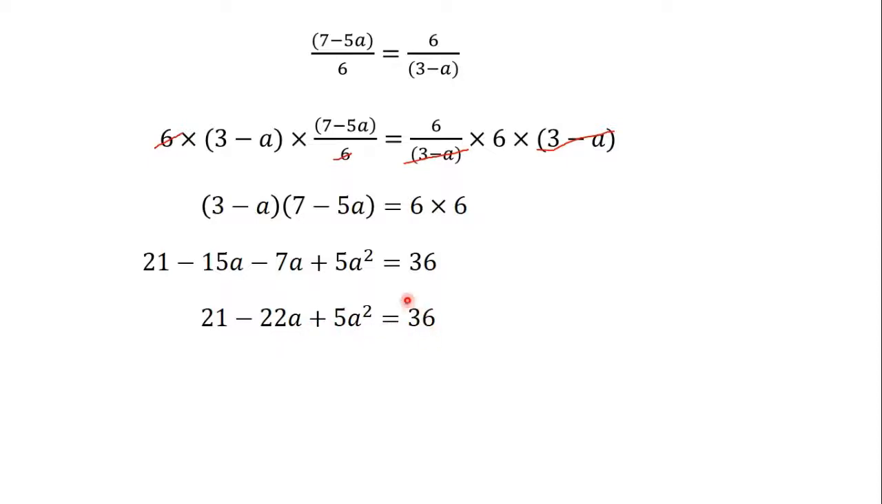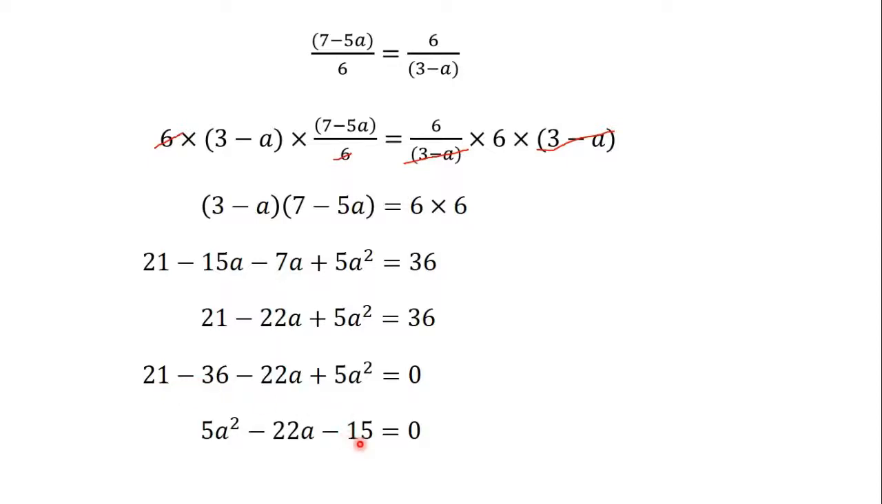I'm going to bring 36 over to the left hand side, and this will give us 21 minus 36 minus 22a plus 5a squared is equal to 0. 21 minus 36 will give us minus 15.